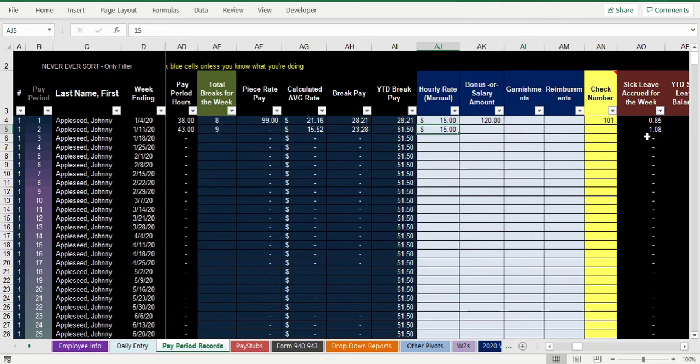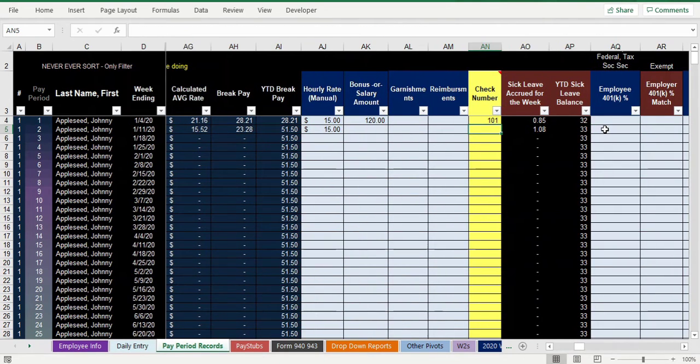Did you put an hourly rate in for the person? Do they have a bonus or salary for this pay period? Do they have any garnishments? Are they getting reimbursed for some expense? That's not a taxable thing. They're just getting reimbursed for something. Is there a check number associated with this paycheck that you're creating?